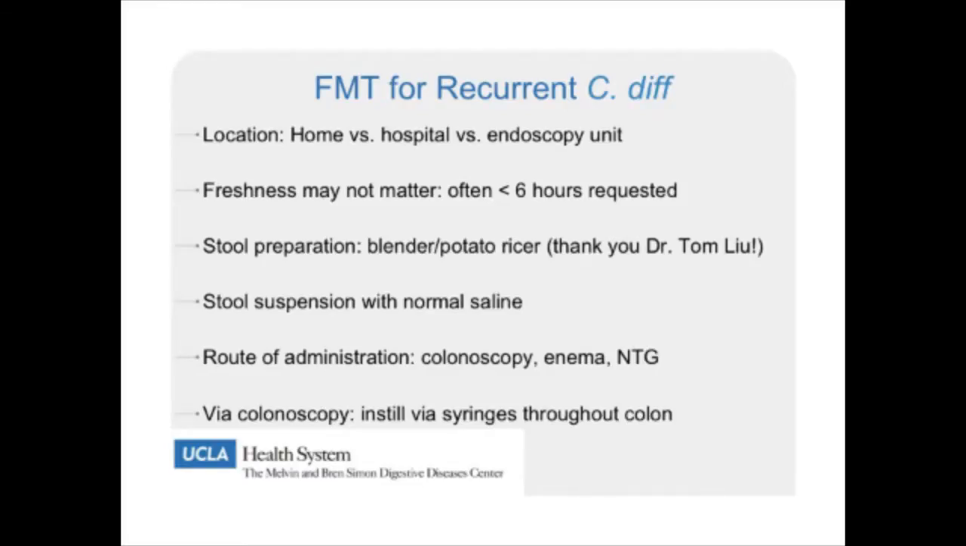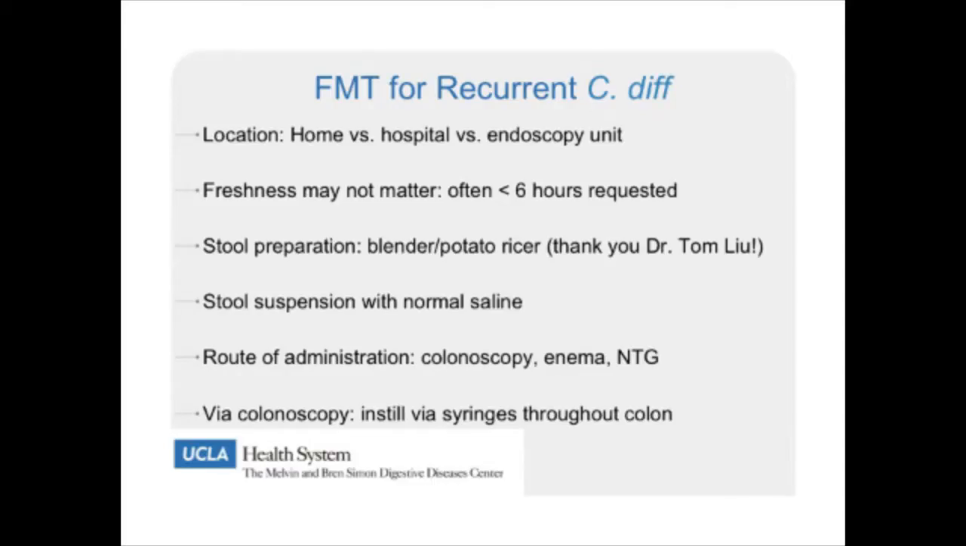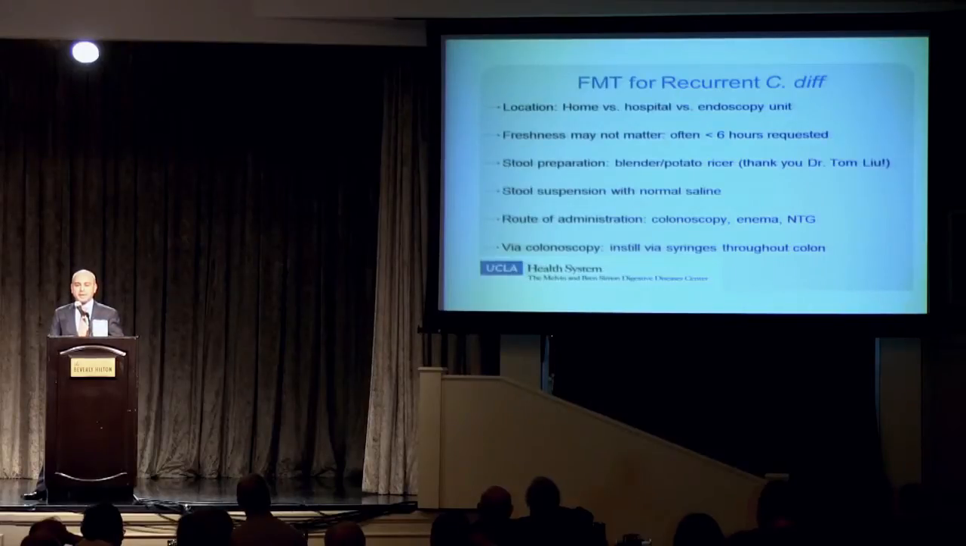The stool preparation has been described using a blender, and Tom Liu at Beth Israel Deaconess and Karen Kelly taught me about how to use a potato ricer, which I'll show you a picture of. But you can imagine that using a blender could be particularly messy, especially if you're going to be doing this in a hospital setting. Roughly 50 grams of stool has been recommended, mixed in with 250 to 500 cc's of normal saline. So kind of a slurry is created.